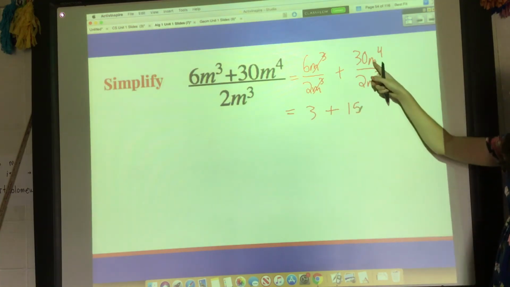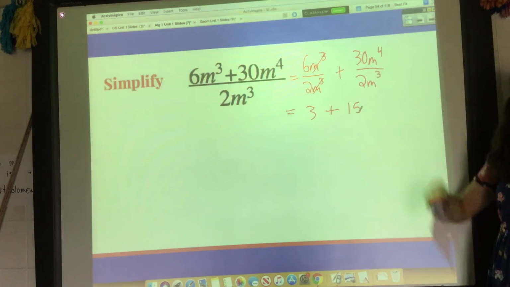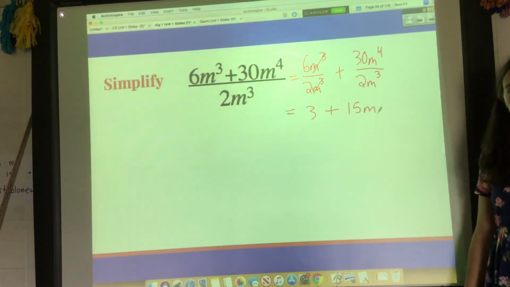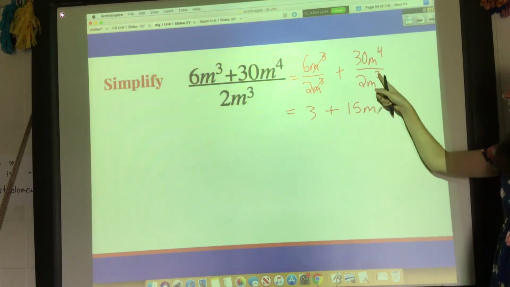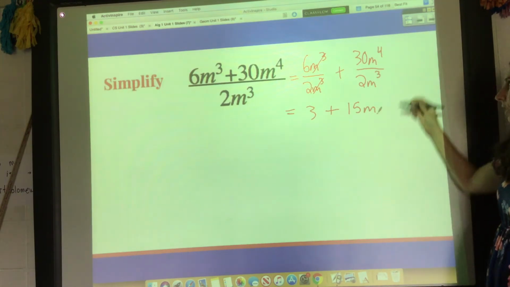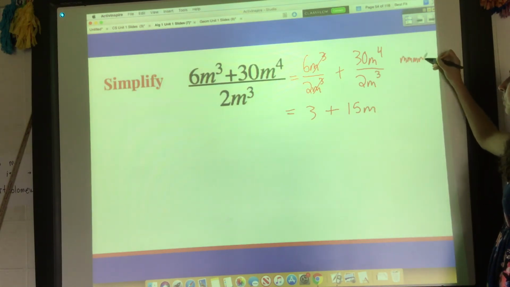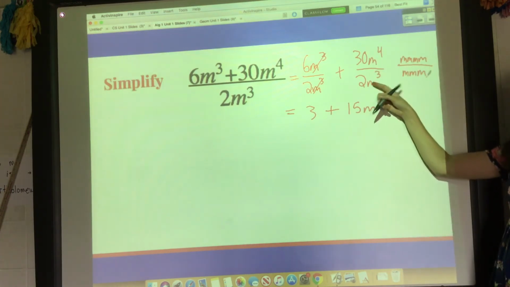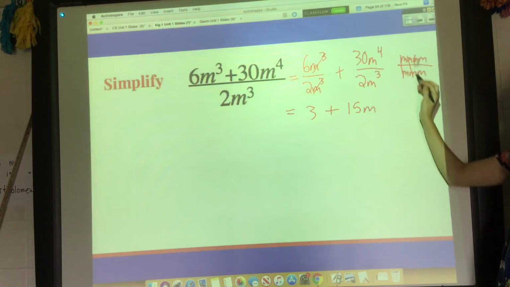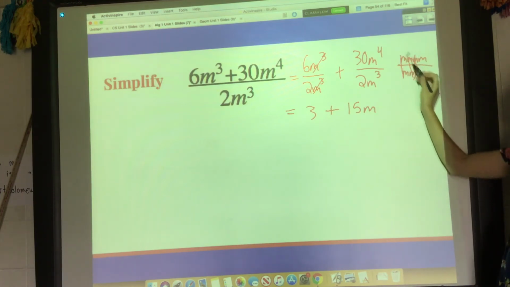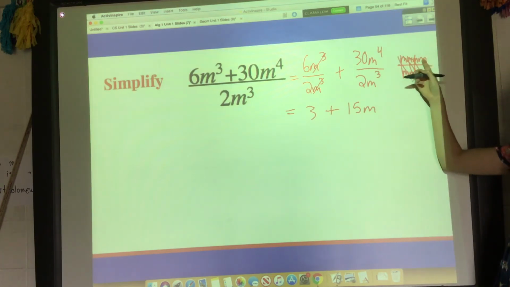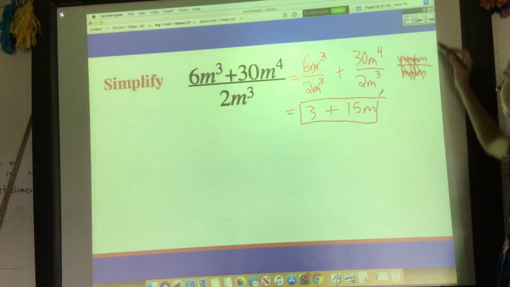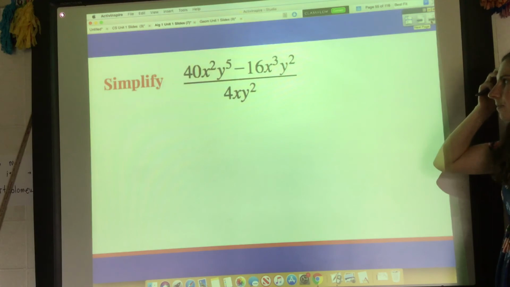And if I have 4 m's up top and 3 m's on the bottom, all of them cancel out except for 1. Or another way to think about that is 4 minus 3 gives you 1 m. Or you could think about it as 1, 2, 3, 4 m's on the top and 1, 2, 3 m's on the bottom. You can cancel 3 of them, but you still have 1 m left on the top. So this is my final answer on that one.